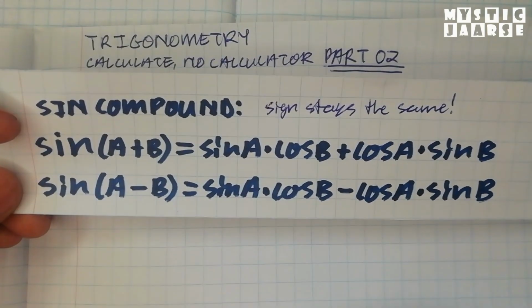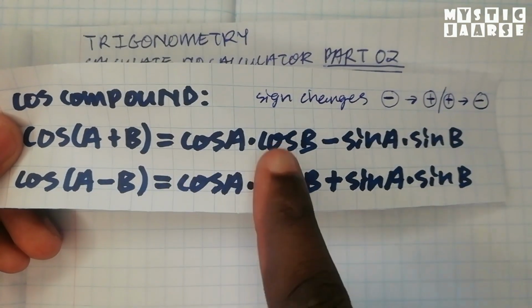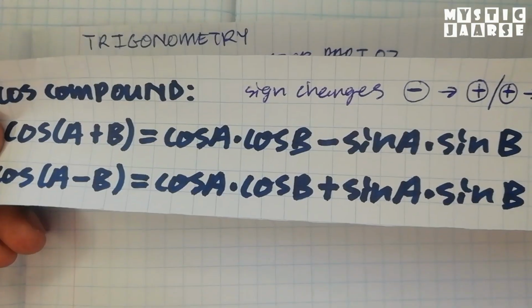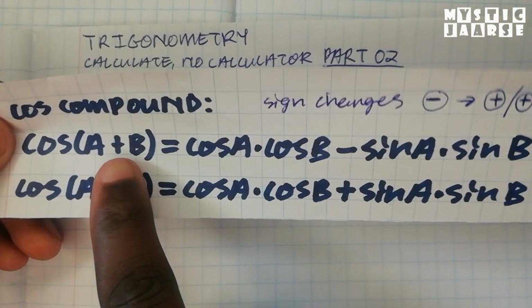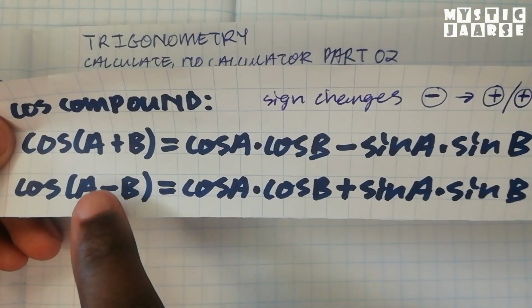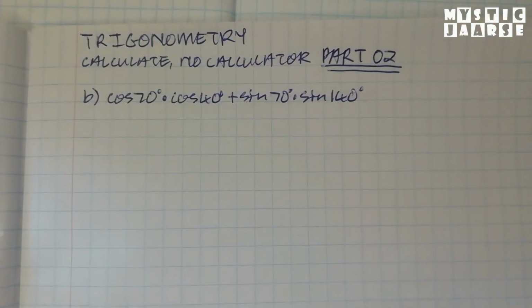The sign doesn't change. What about the cos compound? We have cos, cos, sine, sine, a, b, a, b. The sign changes. When you had a plus, it becomes a minus, and a minus becomes a plus. So let's solve this problem.